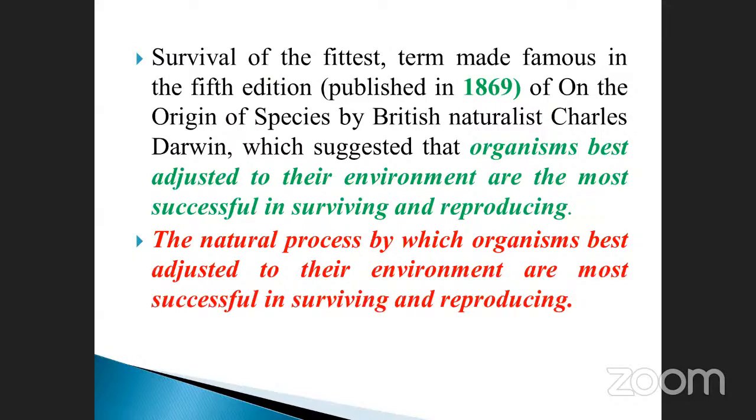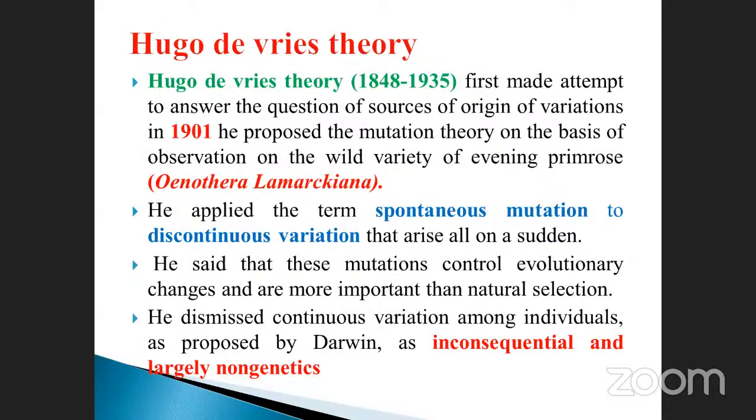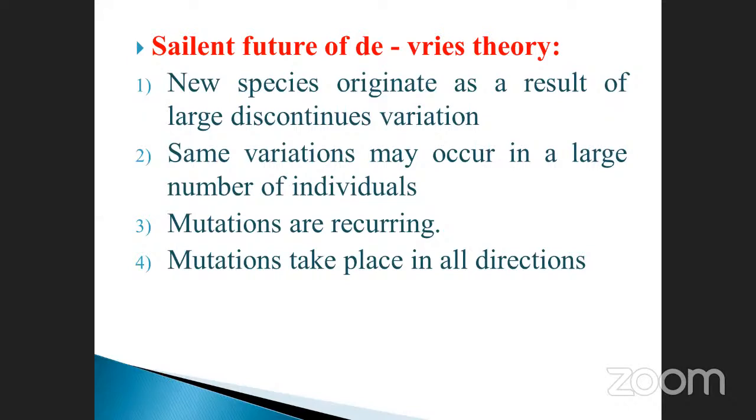And Darwin also published the book in the fifth edition. That statement was also made. Which plant did Hugo de Vries analyze for the mutation theory? Oenothera lamarckiana. That is also very, very important. And what are the salient features of de Vries? We discussed that one by one.